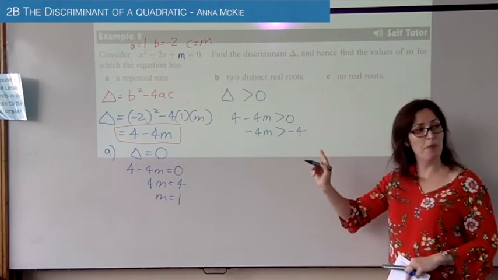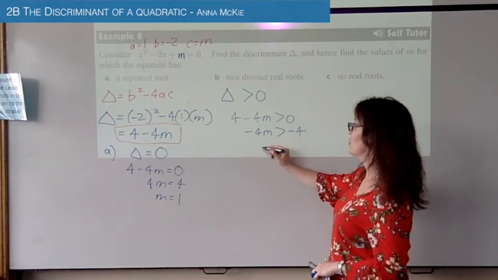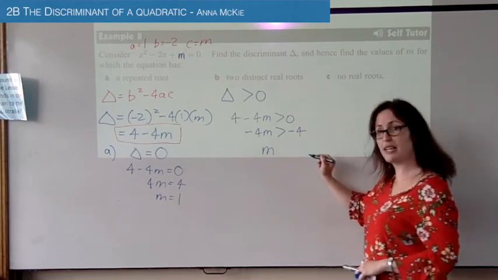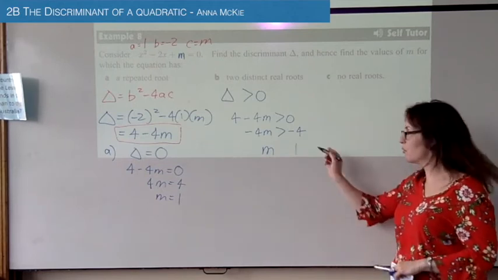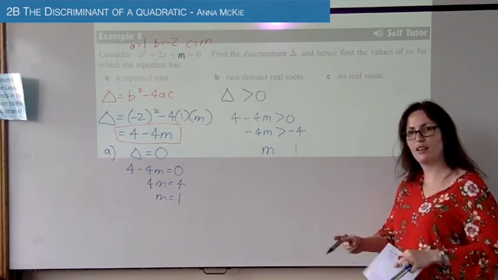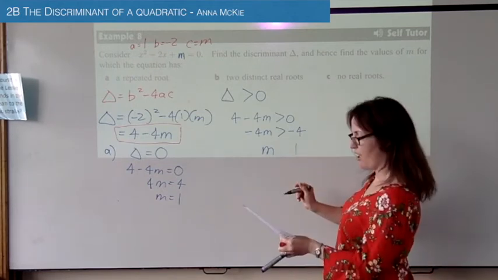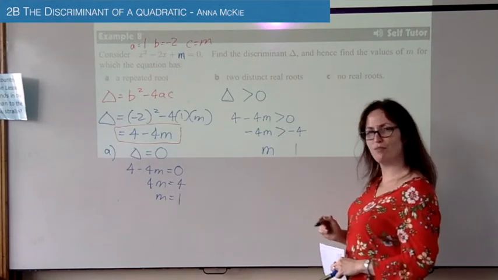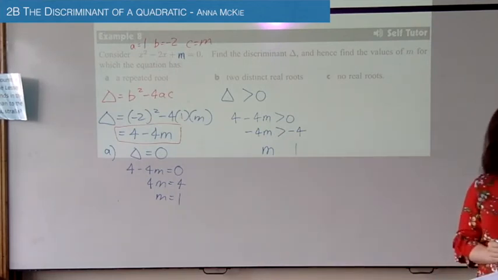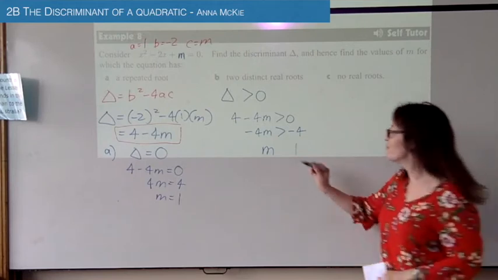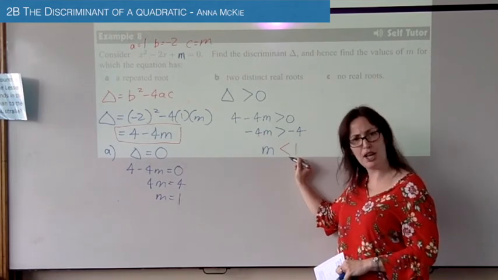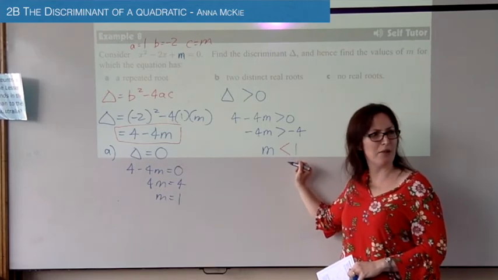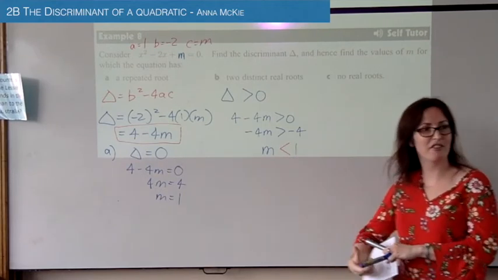To solve for m, I would divide through by negative 4 to get positive 1. But what will the sign be? Greater than? Less than. It's less than, because when you multiply or divide through by a negative number, it changes the sign. You may or may not know that. Fact for you for today.